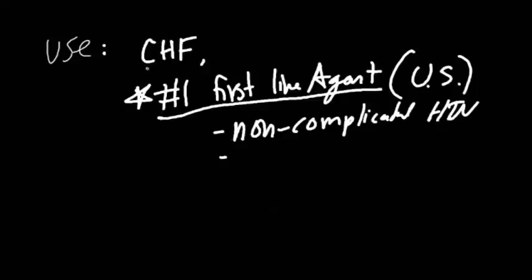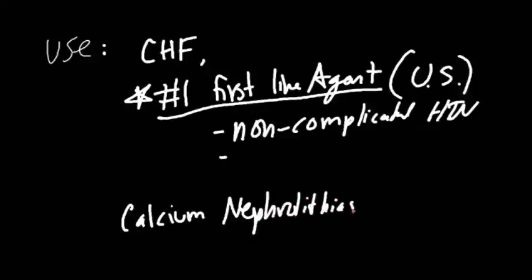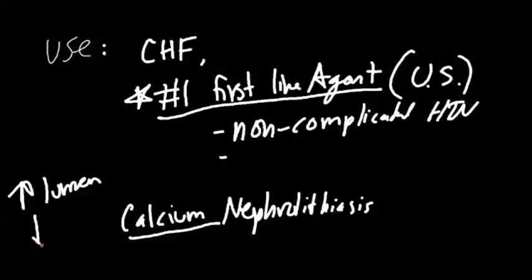Also, it'll be used for calcium nephrolithiasis. So, what is calcium nephrolithiasis? Simply meaning a kidney stone that is made up of calcium due to high calcium levels. If you have high calcium levels in the lumen, you can get calcium kidney stones. So what you'll be doing is you'll be giving a thiazide diuretic that'll decrease the luminal calcium, and it'll decrease your chances of getting a calcium kidney stone.